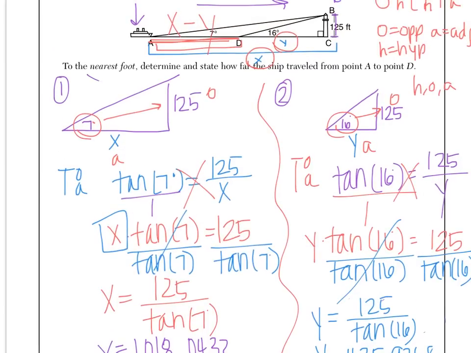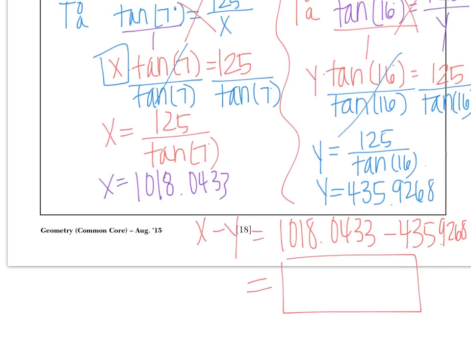To the nearest foot. So that means no decimals. To the nearest foot. When I subtracted, I found 582.1165. And when we round, we end up with 582 feet.